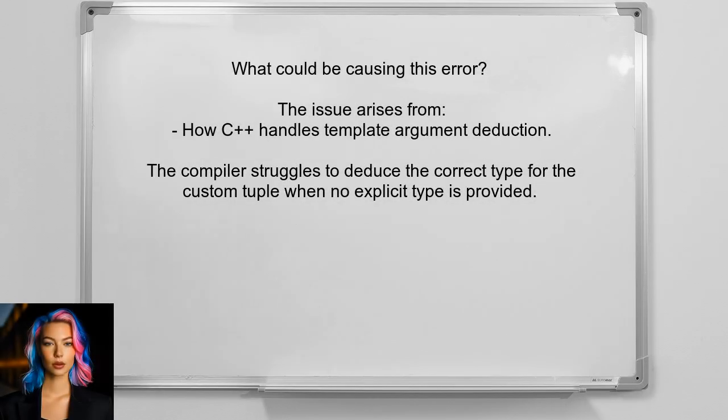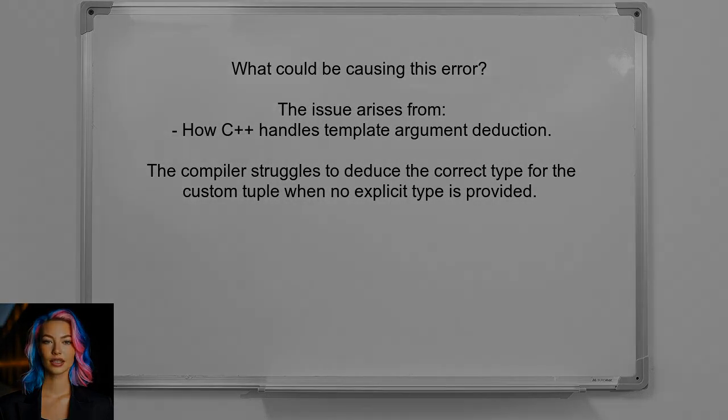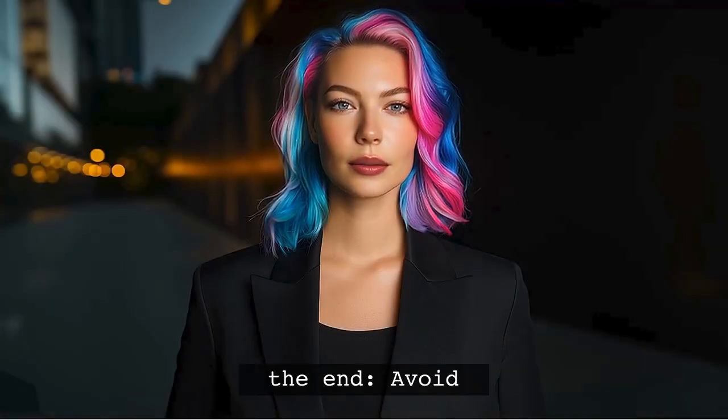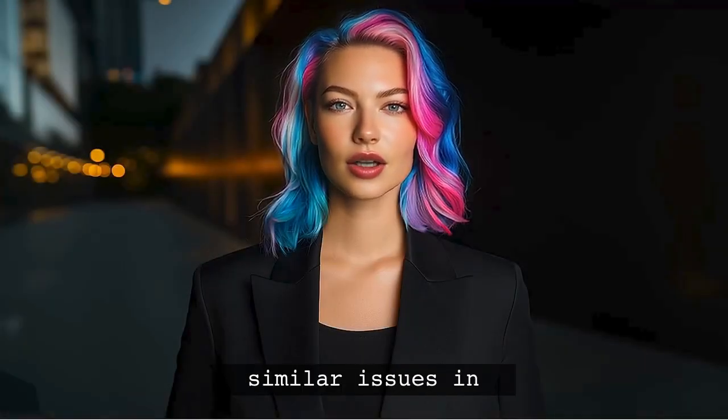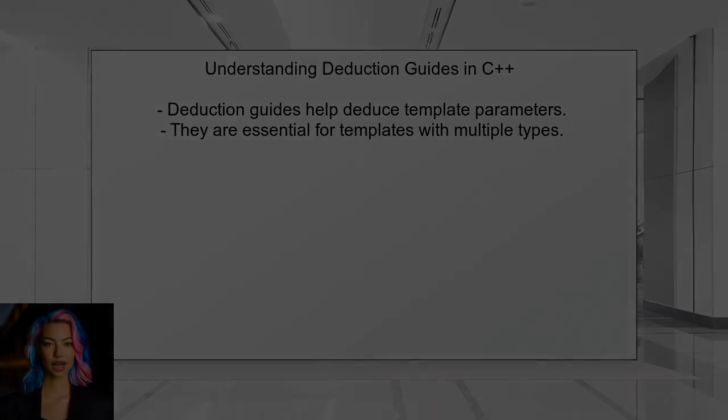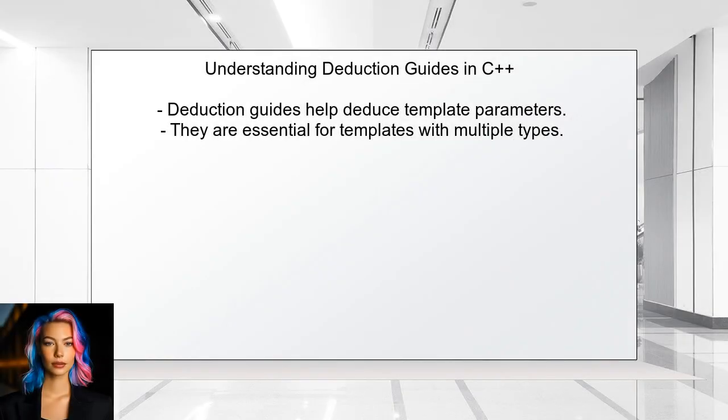So what could be causing this error? The issue arises from how C++ handles template argument deduction. In this case, the compiler struggles to deduce the correct type for the custom tuple when no explicit type is provided. Let's break it down step by step. And stick around. At the end of this video, I'll share a pro tip that can help you avoid similar issues in the future.